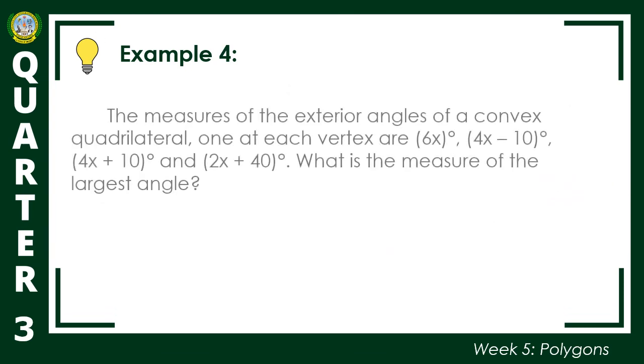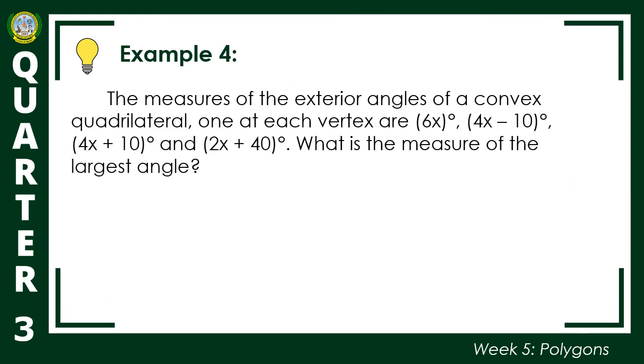Fourth example, the measures of the exterior angles of a convex quadrilateral, one at each vertex, are 6x degrees, 4x minus 10 degrees, 4x plus 10 degrees, and 2x plus 40 degrees. What is the measure of the largest angle? Ngayon walang figure, pero i-visualize natin yung problem. Ang figure po natin ay isang convex quadrilateral.